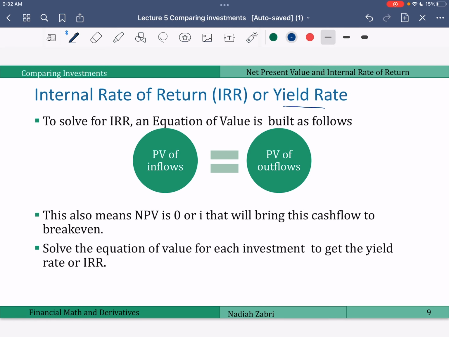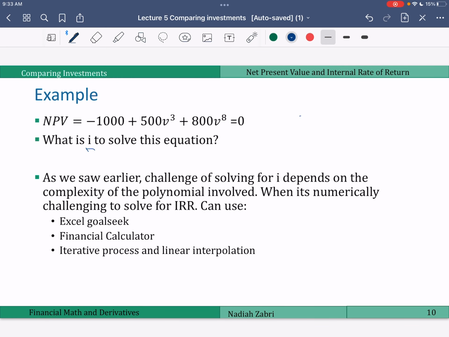Okay, now let's move on to internal rate of return, or we also call it yield rate. What is internal rate of return? To solve for internal rate of return, we build this equation of value, which says that present value of inflow is equal to present value of outflow. So in other words, what is the interest rate that will give us a net present value of 0, or what is the rate of interest that will make our present value of inflow equal to the present value of outflow. So for example, this is the investment that we gave to Paul.